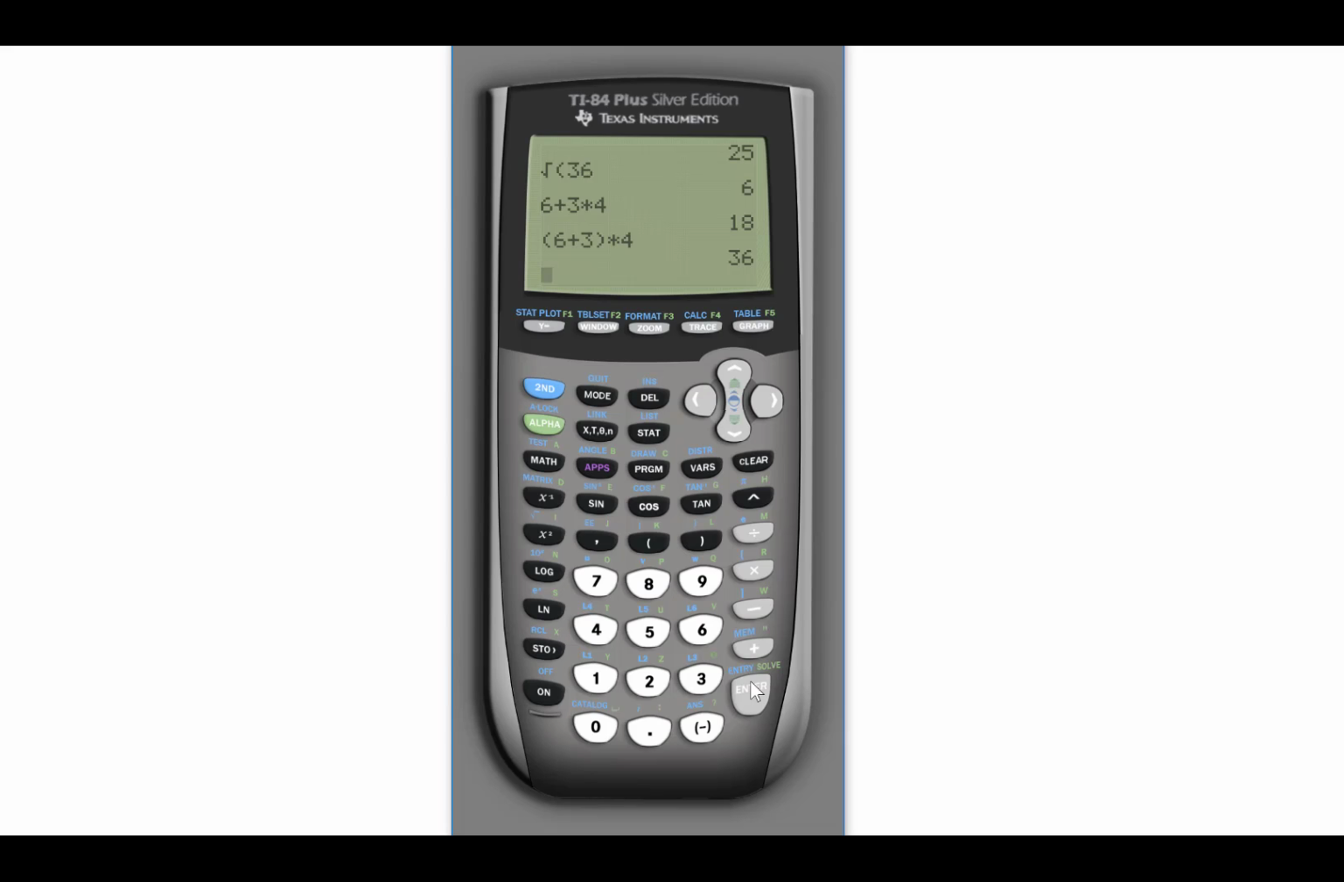So the home screen is pretty basic. There's not much that happens here, but you want to be able to be familiar with it enough so that you can get final answers.